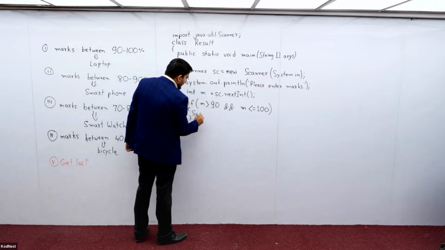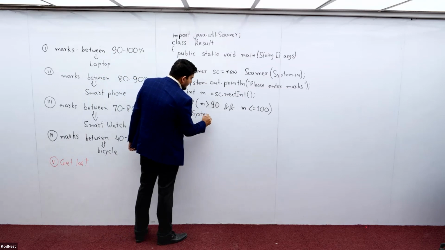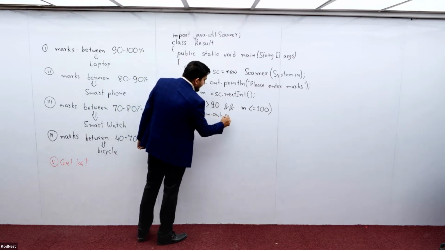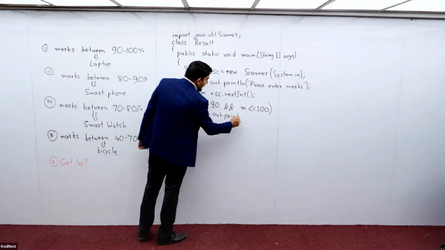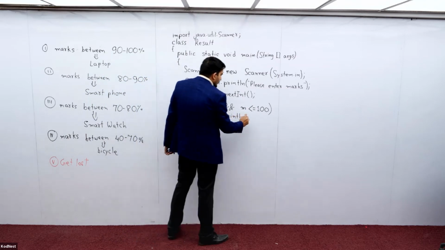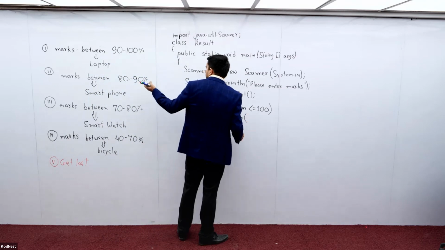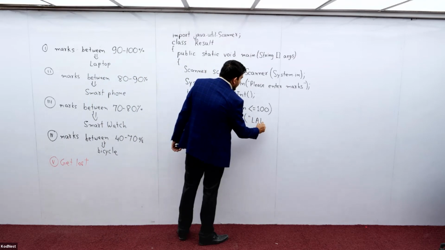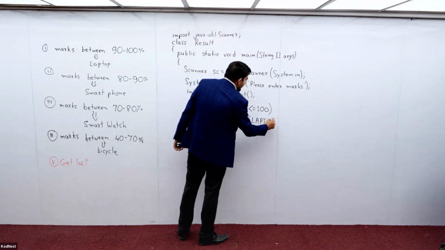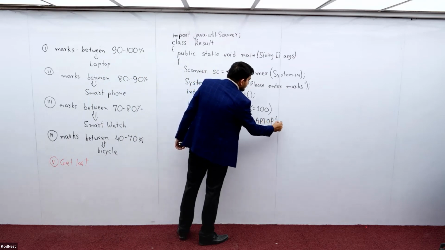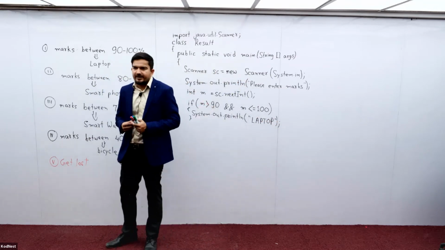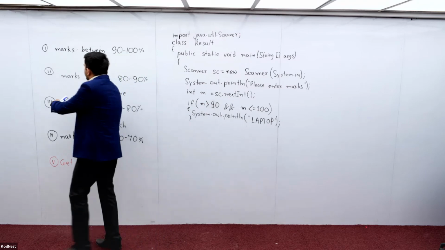Maybe I am going to print System.out.println. Maybe I am going to say, congrats, you have got what? A laptop. I'm simply going to print laptop. You can add those congratulations messages and all. For the first condition, we have taken care like this.